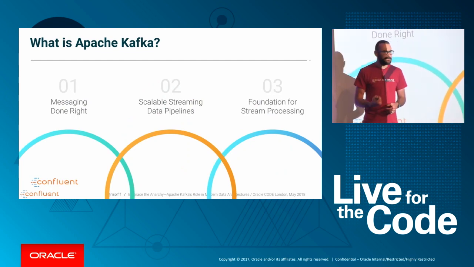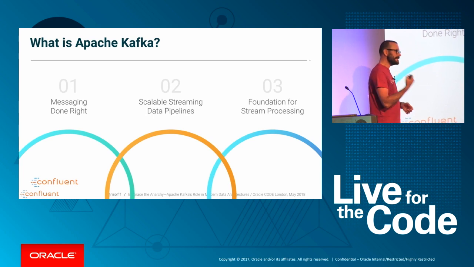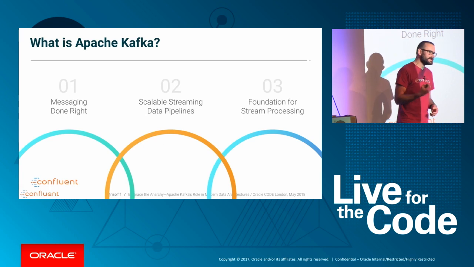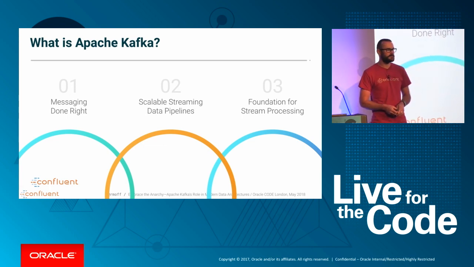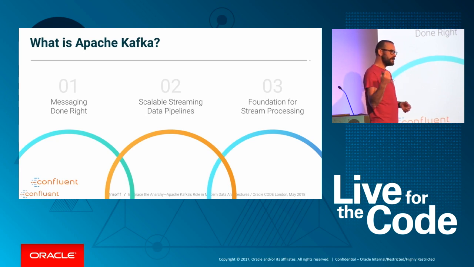One way is that it is about messaging done right. Another way is about building out scalable streaming data pipelines. And the other is as a foundation for stream processing. The other reason why it's useful to approach it from these 3 different ways is that people come into contact with Kafka in different ways.